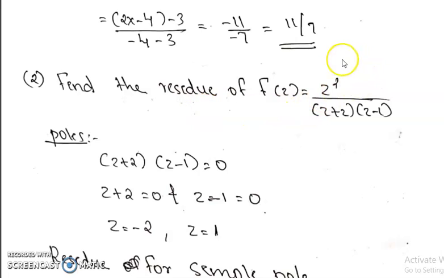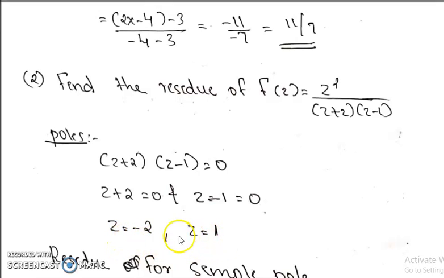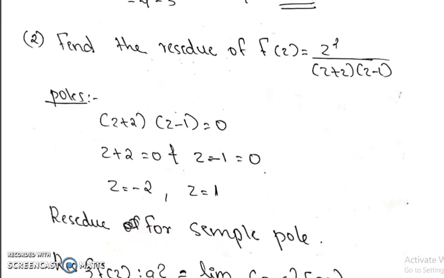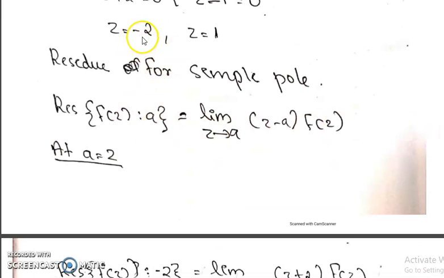Okay, next question you can try this on your own. Equate the denominator to 0, find the poles. These are simple poles because there is no repetition. Then you can find the residue similar to the previous question, at -2 and at 1 you have to find.